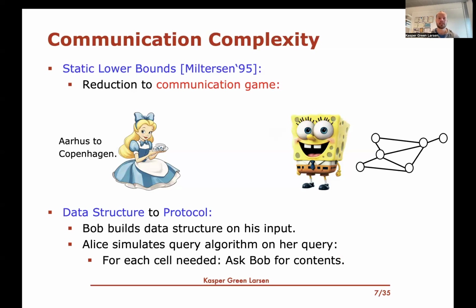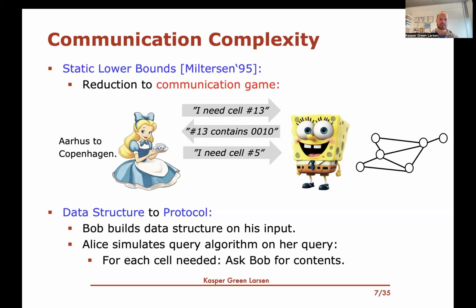The way that the data structure works is that when you have a query, you repeatedly read or probe different memory cells. So whenever Alice wants to probe a memory cell in her simulation of the query algorithm, she's just going to ask Bob for the contents of the memory cell. So Alice checks, oh, I need cell number 13. Bob, who has built the data structure, knows what the contents of cell number 13 is. So he sends back, well, number 13 contains the bits 0010. Then Alice can continue the simulation. She knows now that if those were the contents, then she needs to probe cell number 5. So she asks Bob for cell number 5.